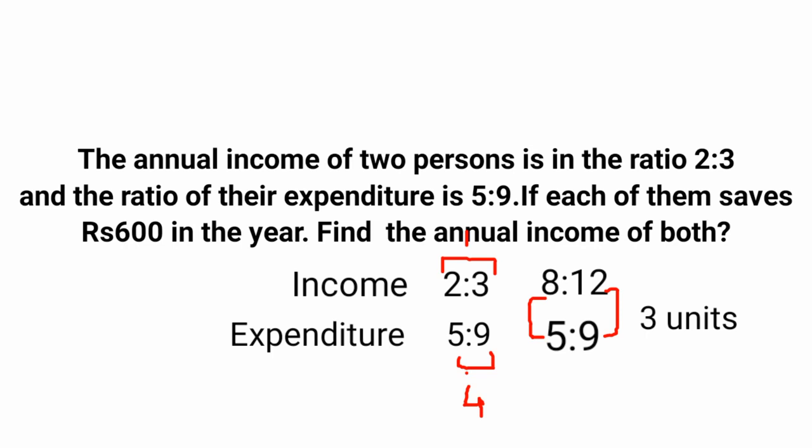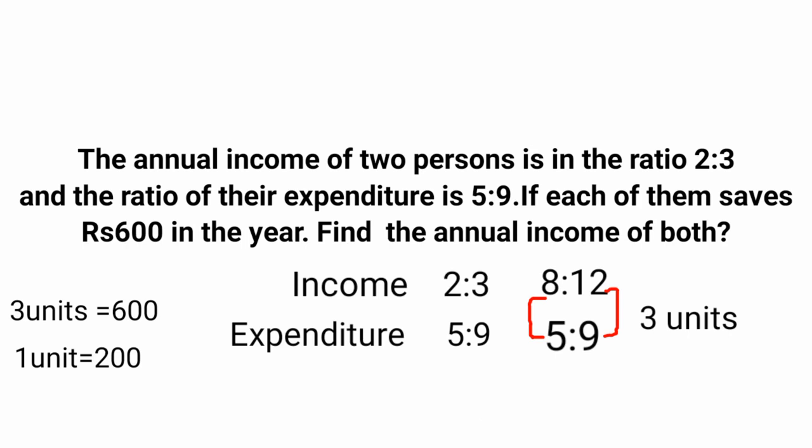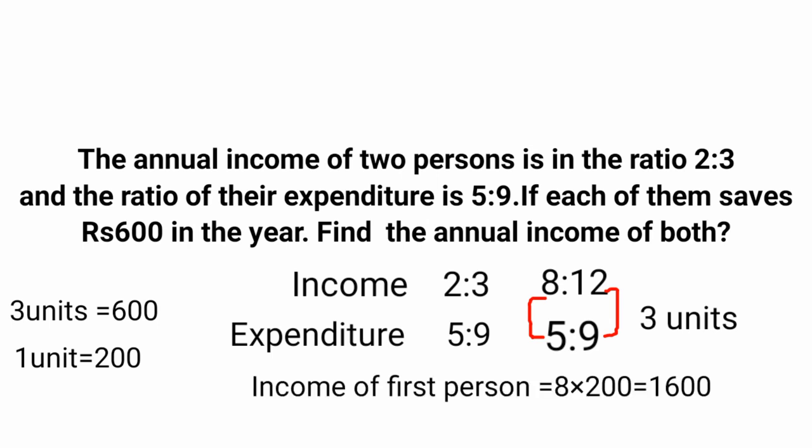So we can write 3 units is equal to 600. So from this, 1 unit is equal to 600 by 3. That is equal to 200. Our question is to find out the annual income of both. But we got the new ratio of income as 8:12. So from this it is clear that the annual income of the first person is 8 units. We got 1 unit as 200. So to get the annual income of the first person, multiply 8 with 200. So you will get it as 1600.